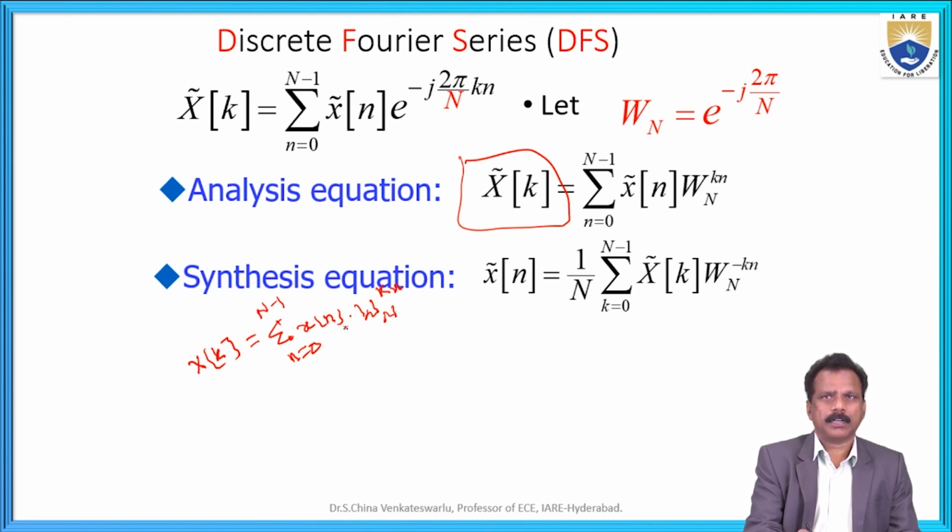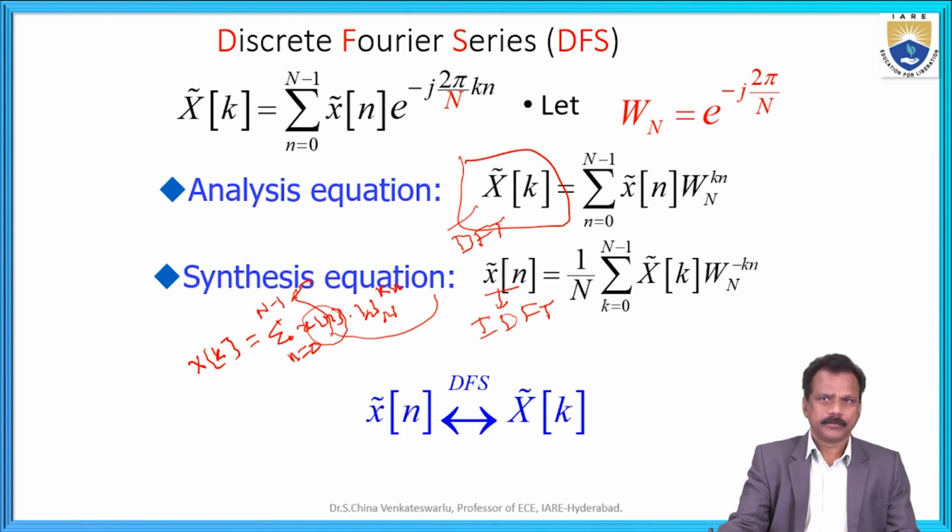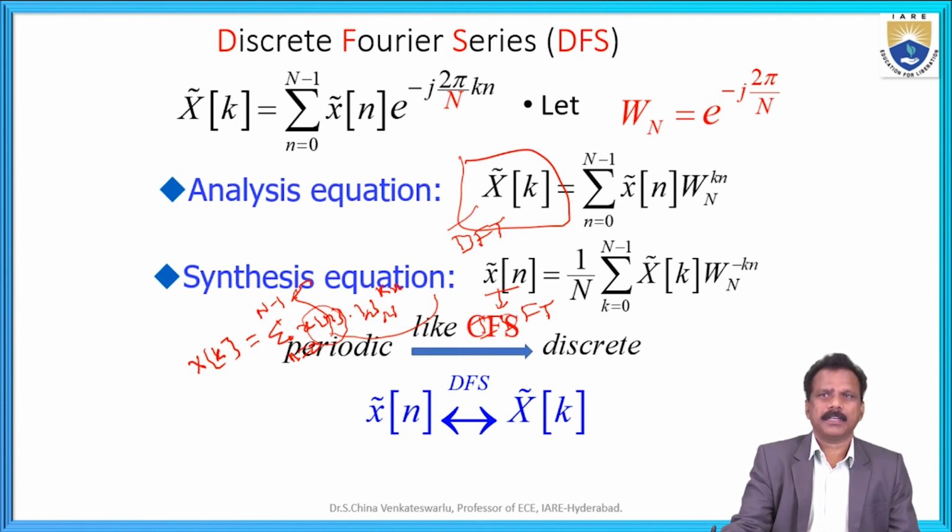With this, the synthesis equation is ready to observe. This is another synthesis equation, where that is going to be our x of n. It is nothing but what you call the discrete Fourier transform; in this case, it is nothing but an inverse discrete Fourier transform.